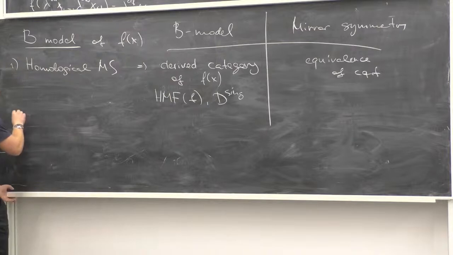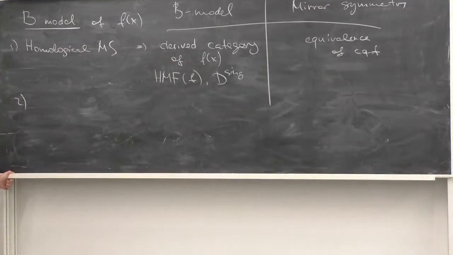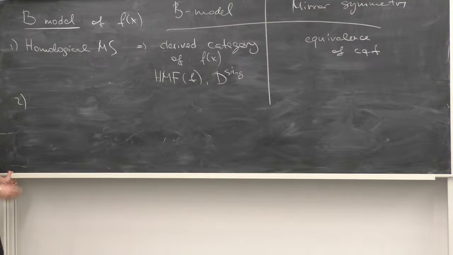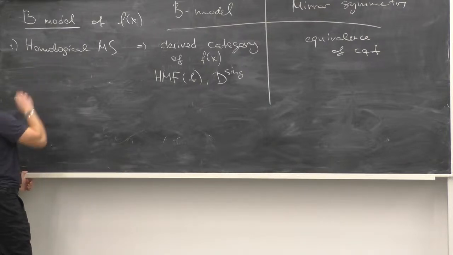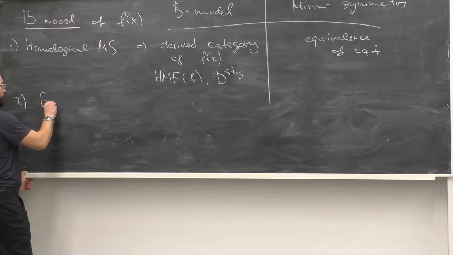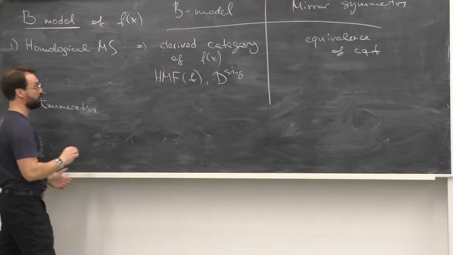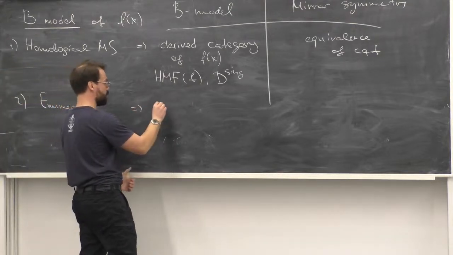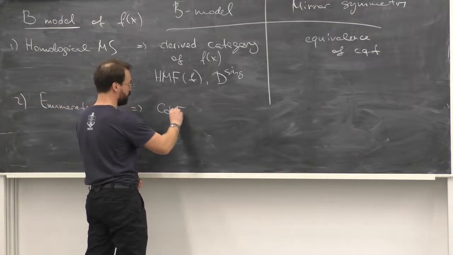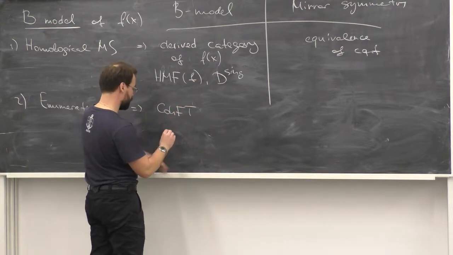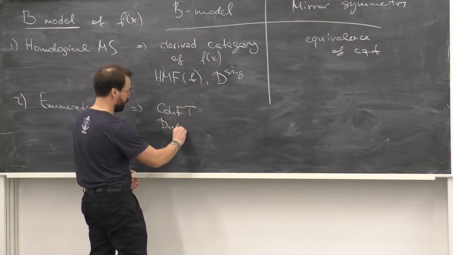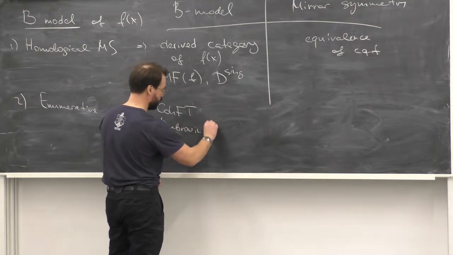And there is another way to formulate mirror symmetry, and then one associates to this function not a derived category, but this is a more enumerative approach. Then one associates a homological field theory, or in genus 0, a Frobenius manifold.